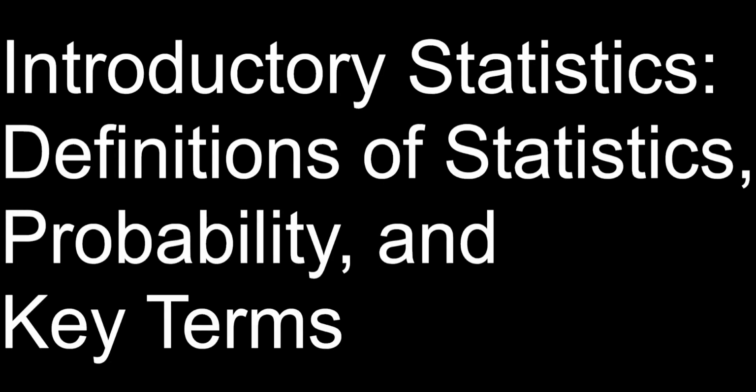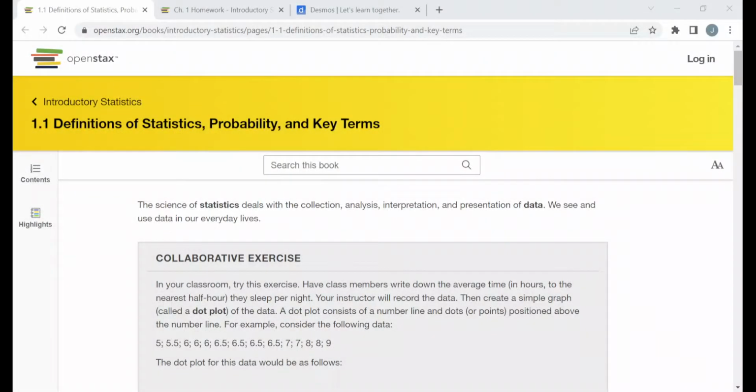Hello everyone. This video is from a text on introductory statistics in a section titled Definitions of Statistics, Probability, and Key Terms. So in this video, I'm going to be taking you through section 1.1 of the openstacks.org Introductory Statistics text. This is a free online textbook. And section 1.1 is again titled Definitions of Statistics, Probability, and Key Terms. And then I will also be taking you through some exercises from this text at the end of the chapter on section 1.1.